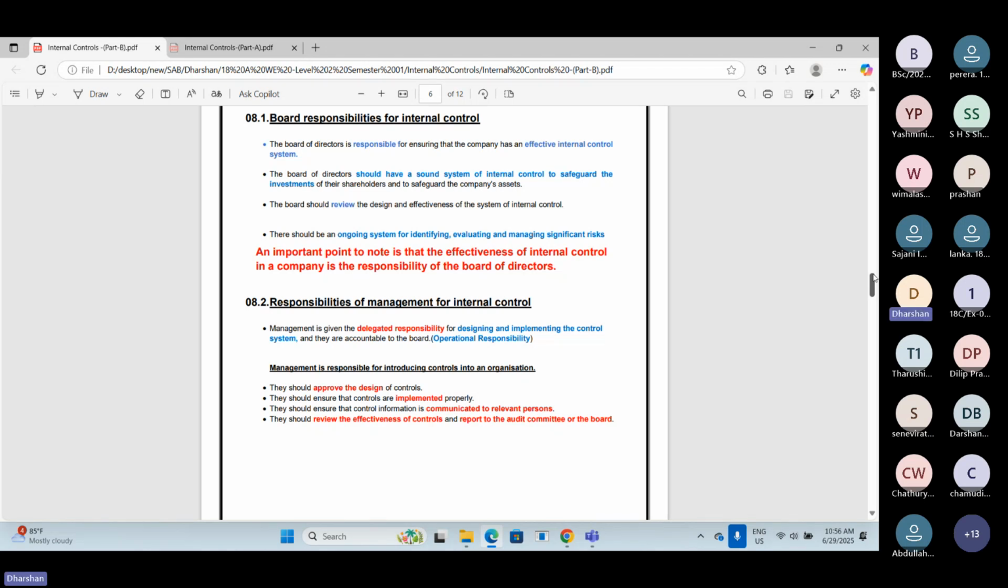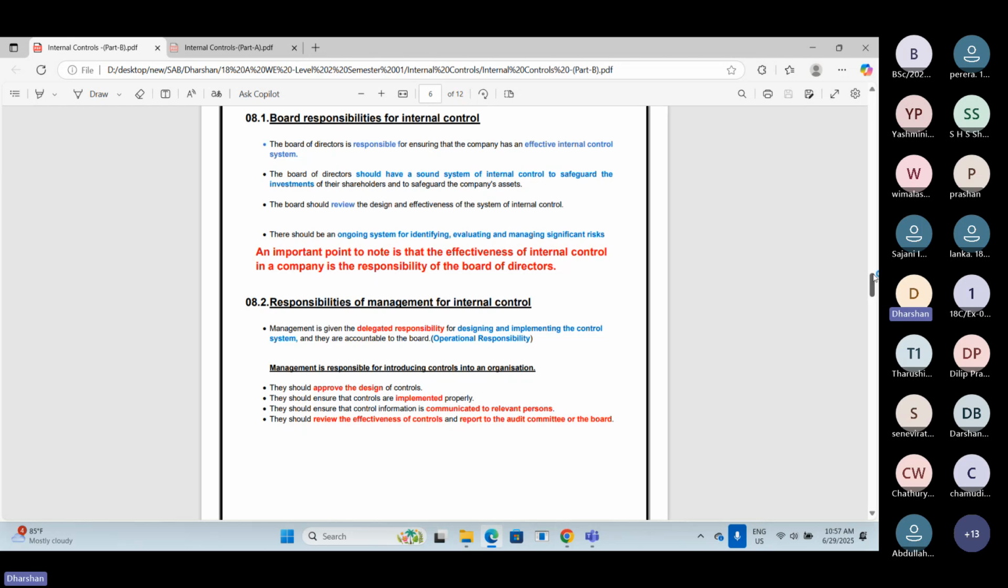So here management is given delegated responsibility. What is meant by delegated? The directors' final responsibility, the directors' strategies, their solution, their design work, their thought has been given to the management and management should implement that. That's why we are saying delegated responsibility for designing and implementing the control system.